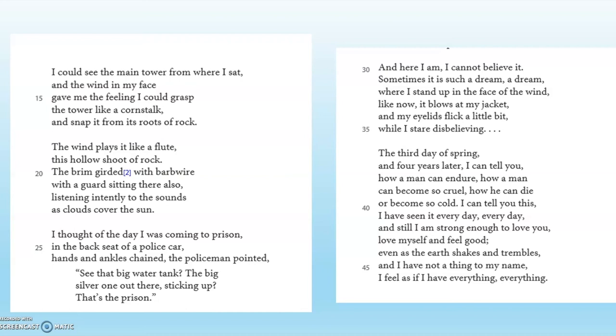Did it make you think that the simile can help us understand that the speaker feels he has the power to uproot the prison tower as easily as he could uproot a corn stalk? Are there any other examples of figurative language you notice in the poem? What ideas do these comparisons convey?